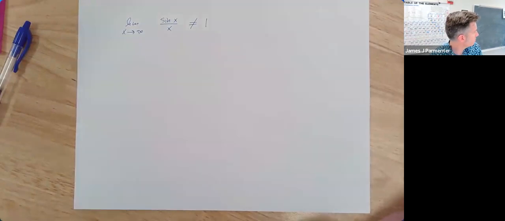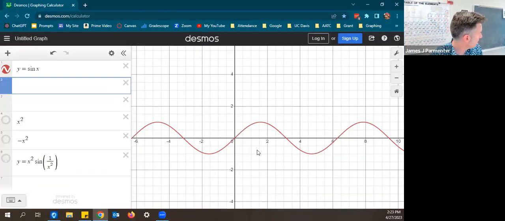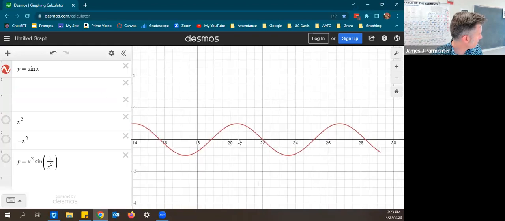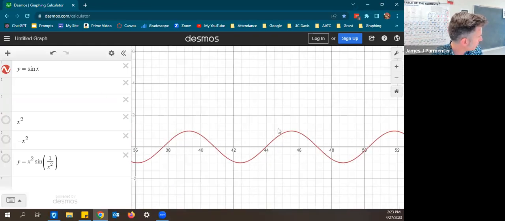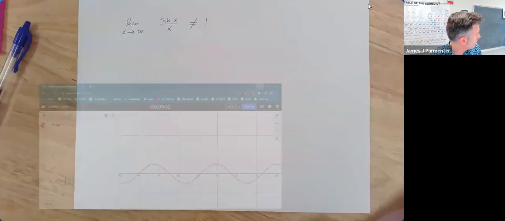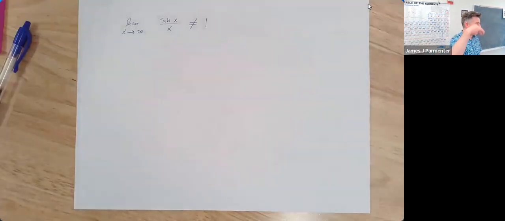Here's your sine function. And it just goes on and on and on, right? I think it never stops. Okay. So sine just keeps doing this up and down, up and down, periodic oscillating kind of thing. And it never gets close to any particular value.